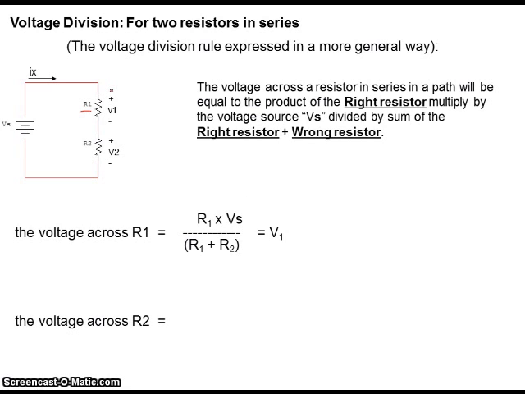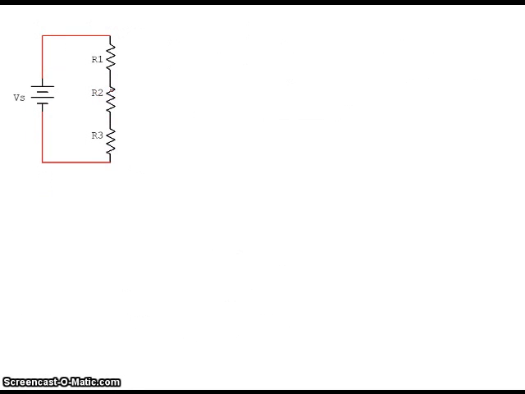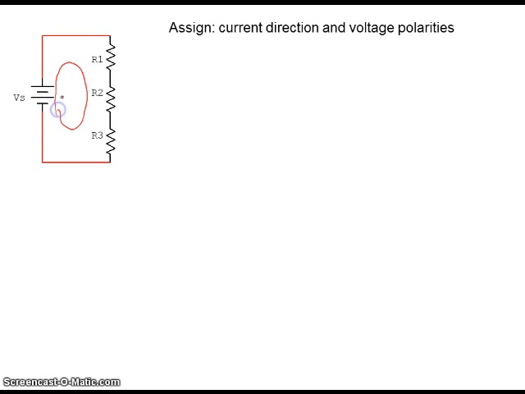Also, the voltage across R2 will be equal to the right resistor. In this case, since we're looking for voltage across R sub 2, the right resistor will be R sub 2, multiplied by the source voltage divided by the right plus wrong resistor. Let's then try this example with 3 resistors. We want to first do this with Kirchhoff's voltage law, and so we're going to assign a current I sub x in this direction, and we know that this current is going to be equal to source voltage divided by total resistance R1 plus R2 plus R3.